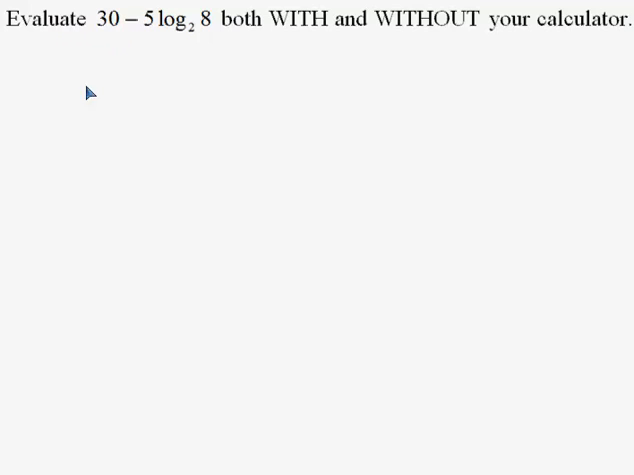Asked to evaluate the logarithmic expression 30 subtract 5 times the log base 2 of 8 with and without a calculator. So I'm going to start to do it without my calculator. I'm going to start by just looking at this piece right here because the rest will become simple. What does log base 2 of 8 mean? It is indeed equal to some number. If you just let me write equals question mark here, it'll help me explain it.